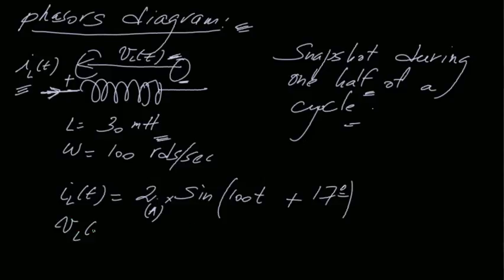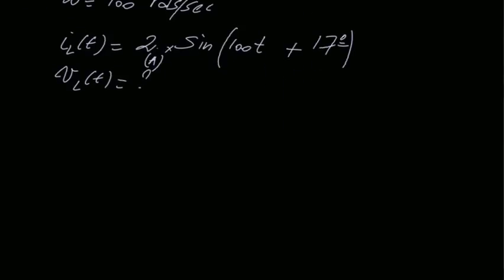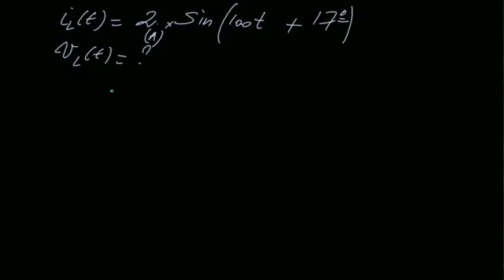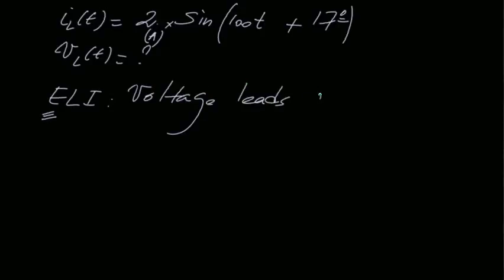Now, what would be VL of t? Well, we can very easily find VL of t by switching to the phasor domain and coming back, right? Or I can do it the hard way. So remember, we're dealing with an inductor, so we have ELI. What does ELI tell me? Voltage leads current. By how much? By always 90 degrees. So this is what's implied in here. It is always 90 degrees.